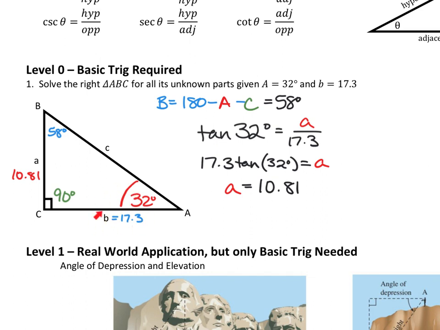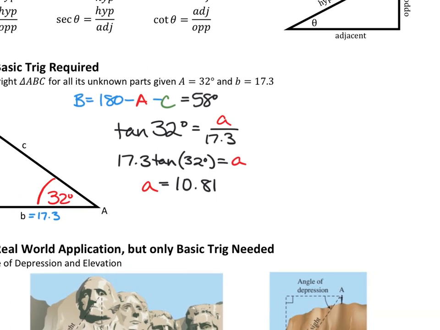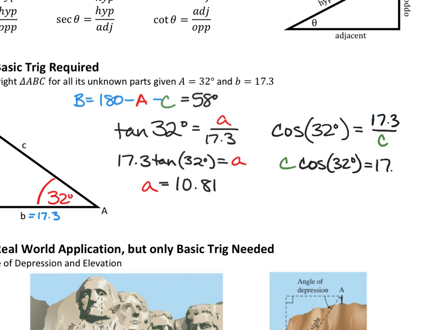So which trig function combines the adjacent and the hypotenuse? Cosine. So we're going to set up another trig function that says cosine of 32 degrees is equal to the adjacent, which is 17.3, over the hypotenuse, which we've labeled as C. This time to solve for C, you're going to have to multiply by C on both sides. It's going to be C times the cosine of 32 degrees equal to 17.3. And then to continue to isolate C, you divide both sides by cosine of 32 degrees.